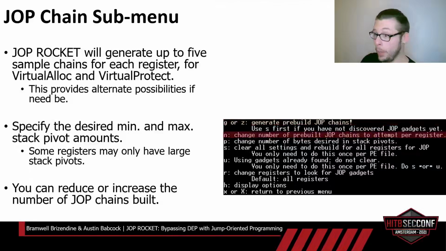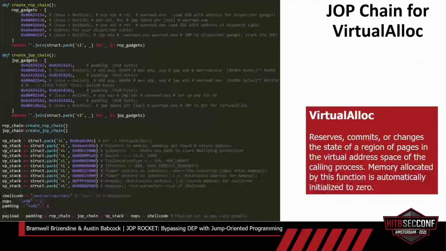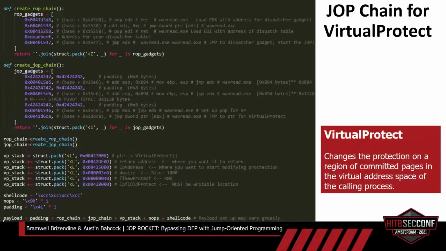You can also, if you want to, change the number of JOP chains that are generated per register. So if you want more or fewer possibilities, that's an option. This is the same exact thing that Austin did earlier from his manual exploit. We've gone through and done it with JOP Rocket, and we have a chain for VirtualAlloc. It's created one that has everything we need to utilize the stack pivot technique. And here's one for VirtualProtect. We'll look at this more closely in a second.